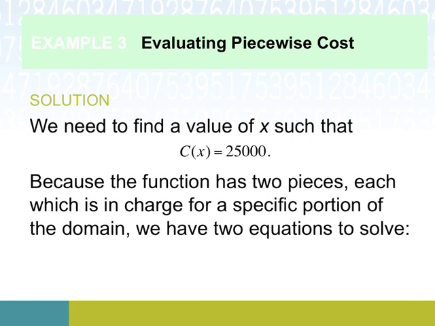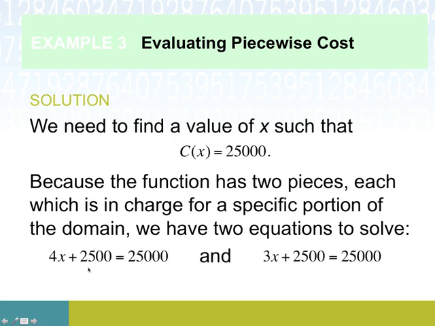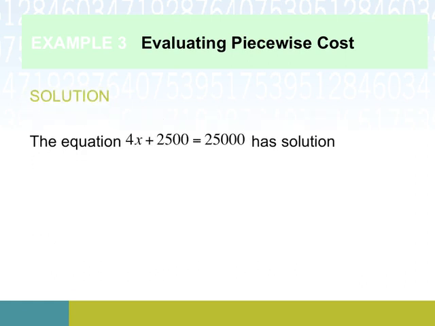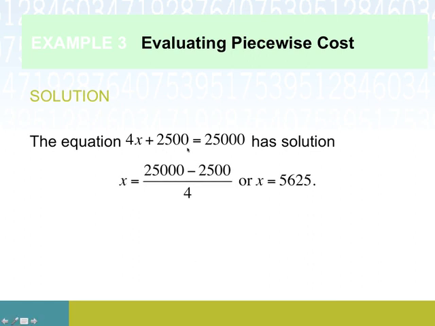So here's the challenge of a piecewise-defined function. You've got two different expressions that are in charge here. So we really have to solve it for each equation. We have to set 25,000 equal to the first expression, 4x plus 2,500. And then we have to set it equal to the second expression, 3x plus 2,500. Fortunately, these are linear equations, which we're pretty good at solving. So just to follow this through, 2,500 would get subtracted over, and then we would divide by 4. So we'd have 25,000 minus 2,500 all over 4, and that should be 5,625.